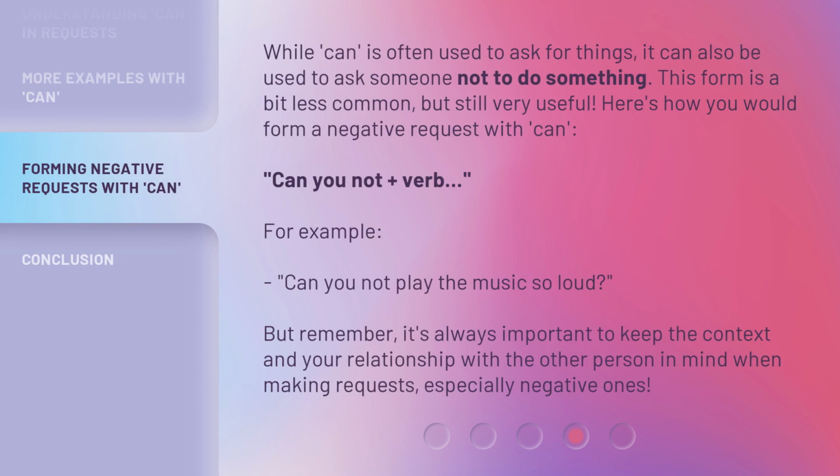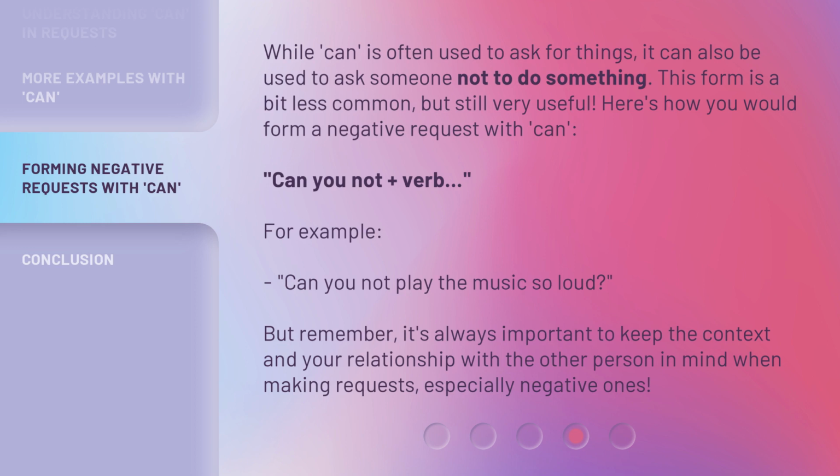While can is often used to ask for things, it can also be used to ask someone not to do something. This form is a bit less common, but still very useful. Here's how you would form a negative request with can. Can you not plus verb? For example, can you not play the music so loud?